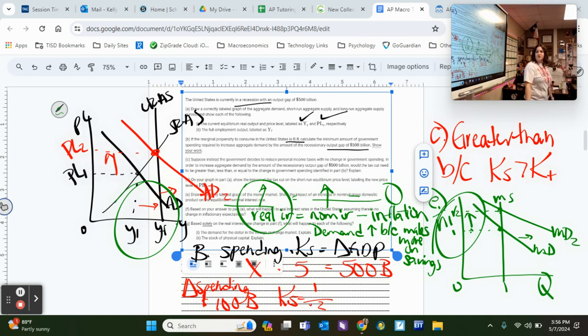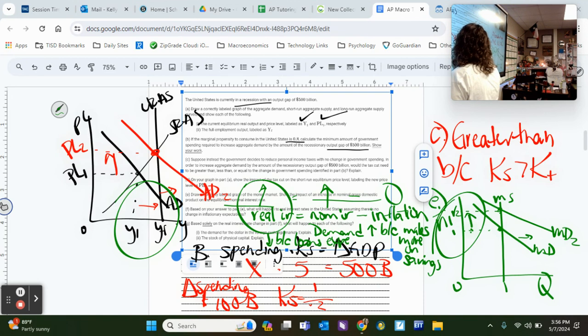And the stock of physical capital, such as pizza ovens. What happens to pizza ovens if our interest rates are higher? They go down. Let's just explain. It's more expensive to loan. There we go. Stock of physical capital goes down because loans are expensive. Done.